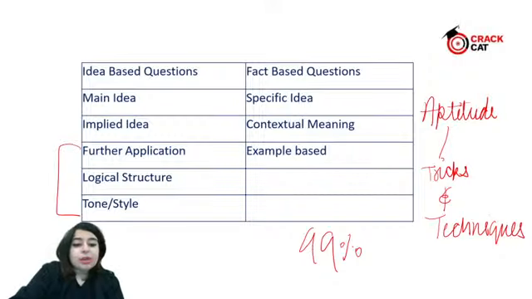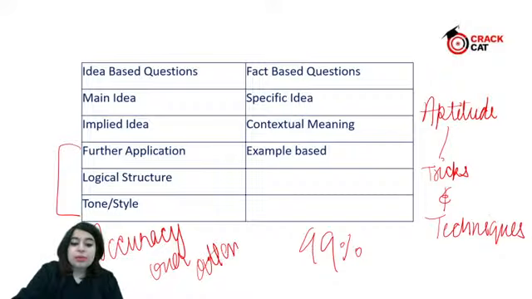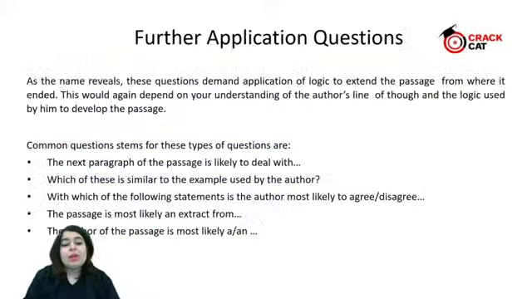So, as I have already told you, we always look at accuracy over attempt. This is what we are trying to do in order to make sure that your accuracy is at par with what is expected out of you. Now, let's look at these three question types in a bit of detail.